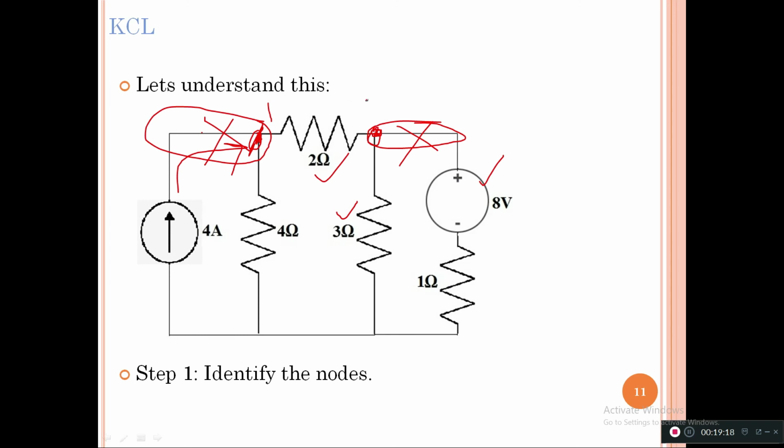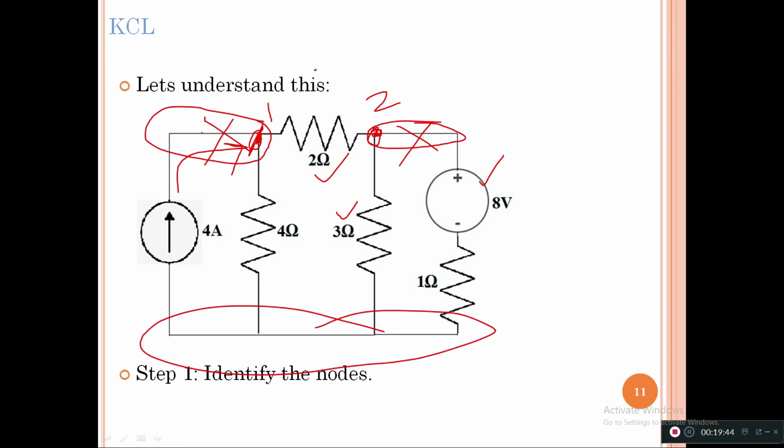So this is my second node. There is also a third node which is present across here, which connects the 4 component, but as I said earlier also, in the analysis of KCL or nodal analysis, we always ignore the ground node or the reference node, because it is connected to the ground, because it is connected to the negative terminal. So we do not have to analyze the ground node or the reference node.